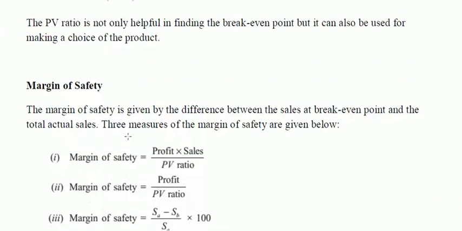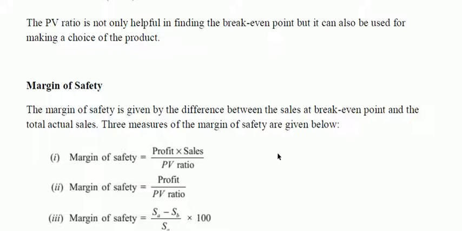The next is margin of safety. Margin of safety is basically the difference between your actual sales and BEP sales. If your BEP sales is, suppose, 5 units, that means if you sell 5 units, you will have no loss, no profit. But suppose you have kept a target of 8 units and you are able to achieve that target. At 5 units you get break even point, and the difference between 5 and 8 units, which is 3 units, is called the margin of safety.